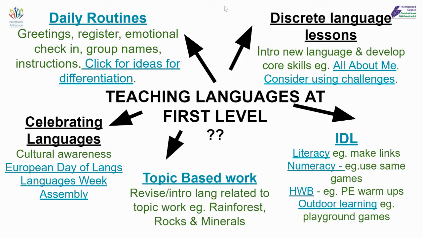So for instance, rainforest: if you're looking at animals in the rainforest, then you could teach your learners the animals in another language. And you can adapt whatever core language you're working on. So if your core language is looking at pets, instead of looking at pets, you could look at rainforest animals. It doesn't really matter too much, the exact vocabulary. It's much better to make it all inclusive of what you're working on, make those links and embed it in your topics.